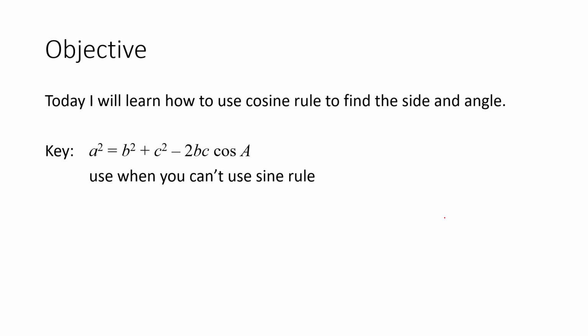And the key for today, this one is our cosine rule, which is a squared is equal to b squared plus c squared. This one will look familiar to you, it is Pythagoras theorem. Minus away 2 times b times c times cosine a. Now, you might think that this is difficult to memorize. Never mind, it will be given during exam.